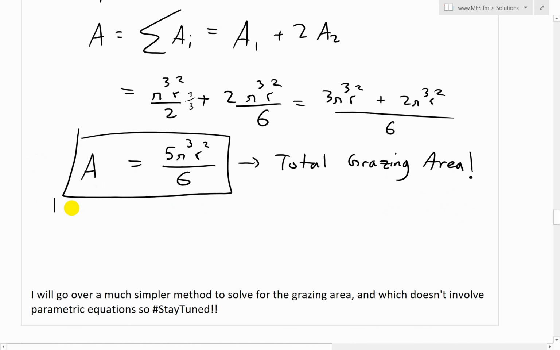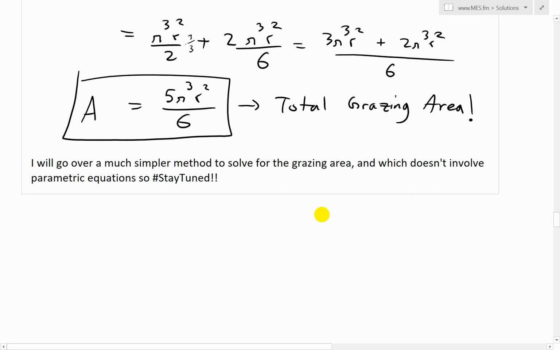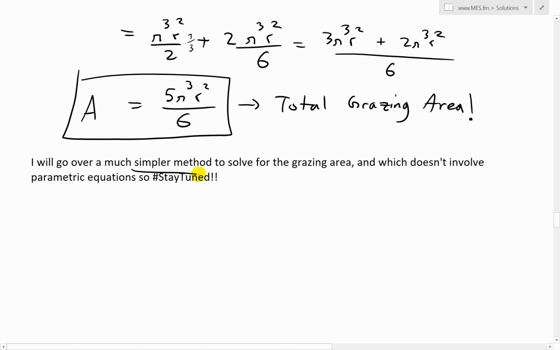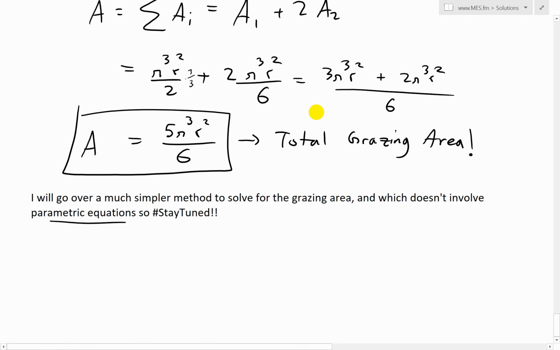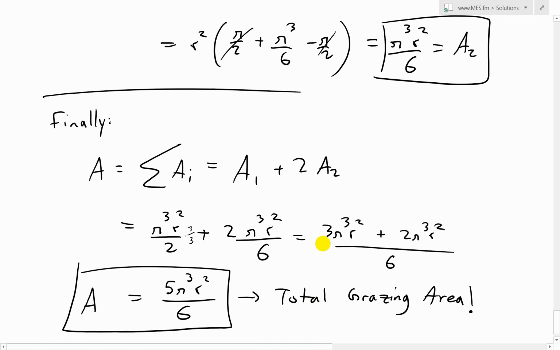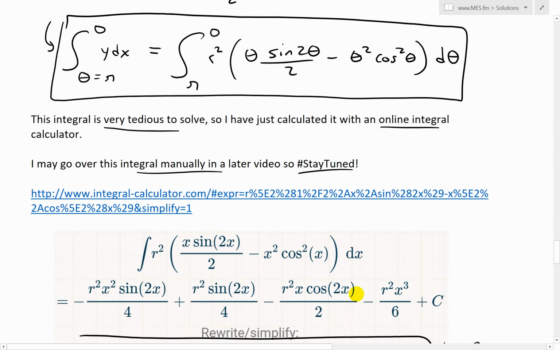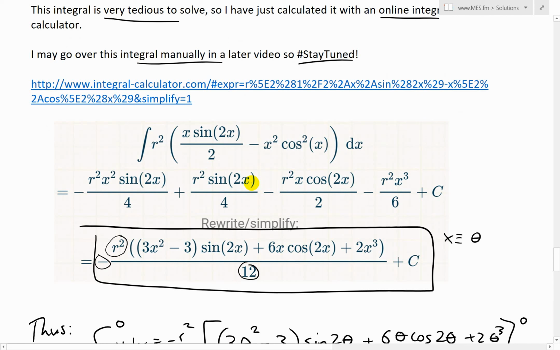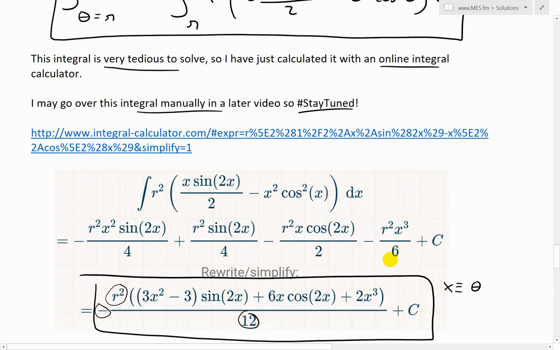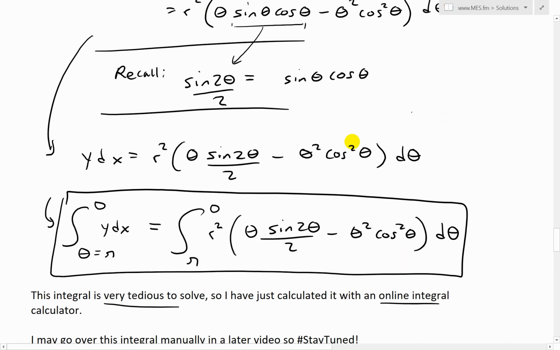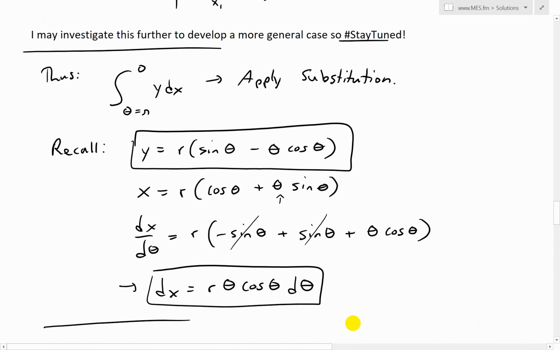It's pretty cool. In my next video, I'll go over a much simpler method to solve for the grazing area, which doesn't involve parametric equations and greatly simplifies it in this case. So hashtag stay tuned. It's going to be quite amazing to see the difference. Anyway, that's all for today. If you followed along, it's extremely tedious, and I didn't even finish the whole thing. This integral itself is extremely tedious, so I might do that separately in another video. Just use a calculator to save time.